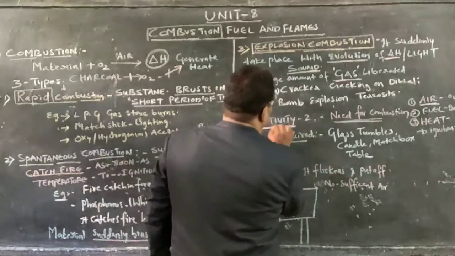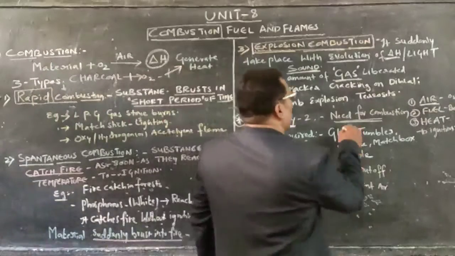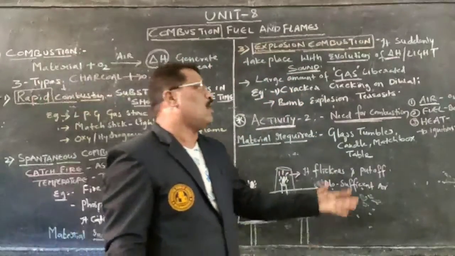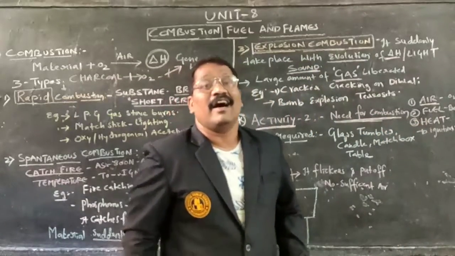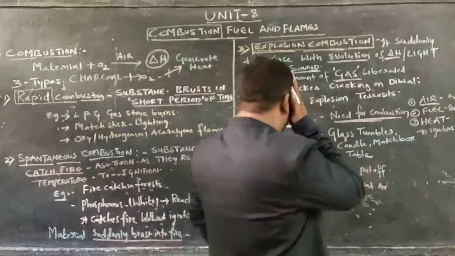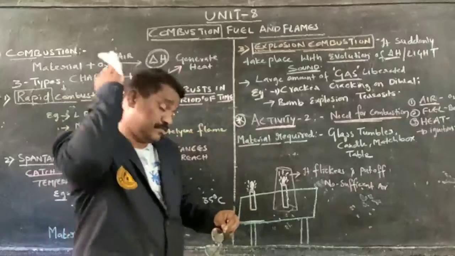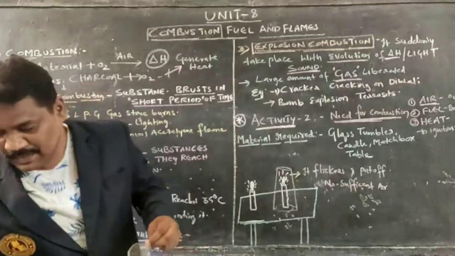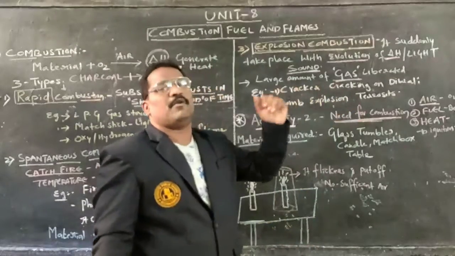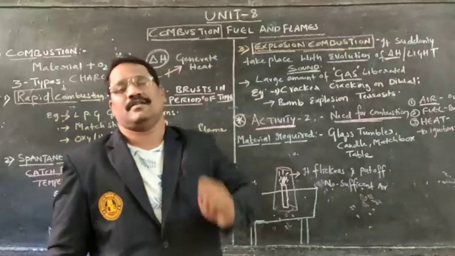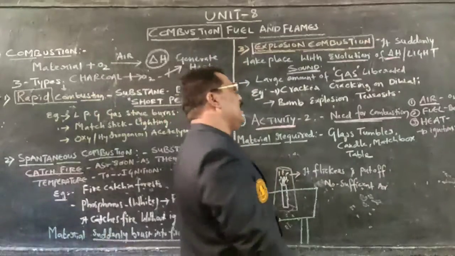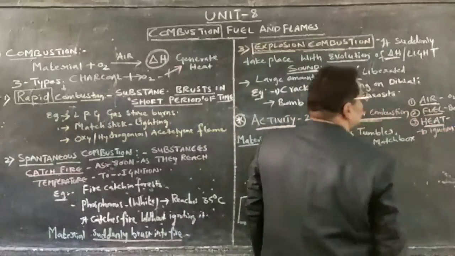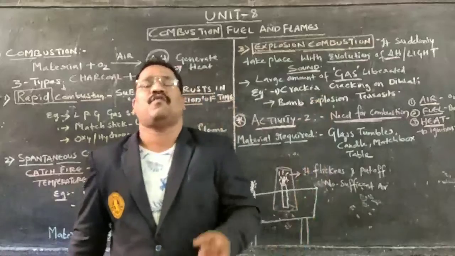Next one is what? We are going into activity 2. Before going into activity 2, what do we require? What are the needs for the combustion process? To continue the combustion process, what things are required? To continue the process of combustion, we require 3 different things. First one is air. Second one is fuel. Third one is heat. These are the 3 requirements to perform a combustion process.